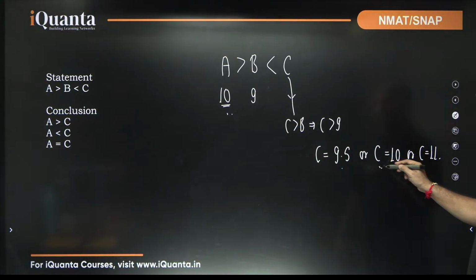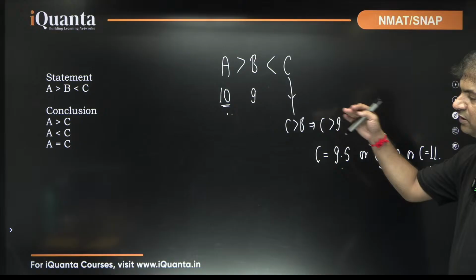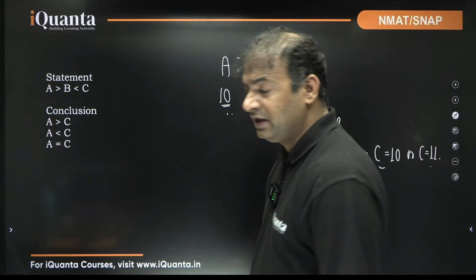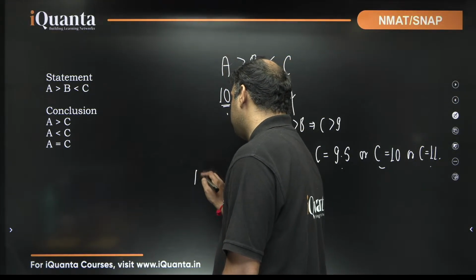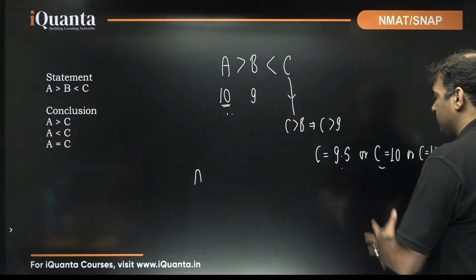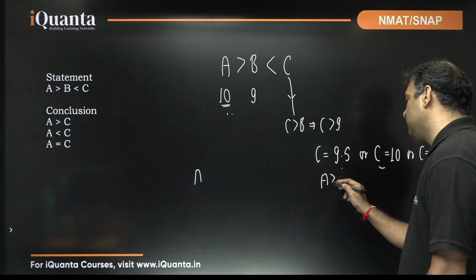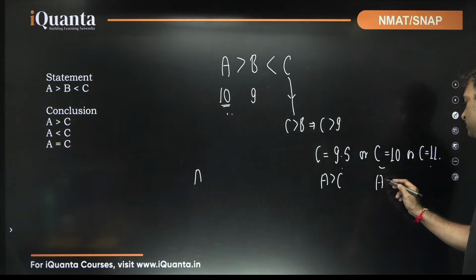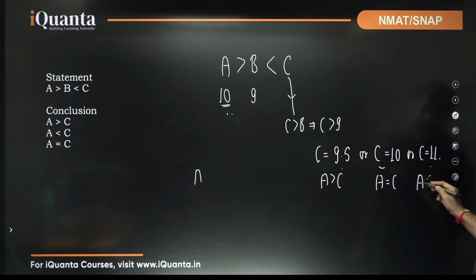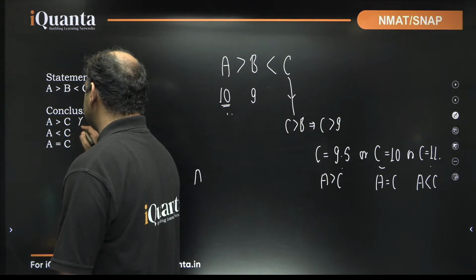If C is 10, then A and C will be equal to each other, and if C is 11, then A must be less than C. So all the three possibilities are there, right? A can be greater than C, A can be less than C, and A can be equal to C. Let me write the possibilities here. If C is 9.5, A is 10, so A is greater than C. If C is 10, then A is equal to C, and if C is 11, then A is less than C, right? So all the possibilities are there. That means none of the conclusions is definitely true.